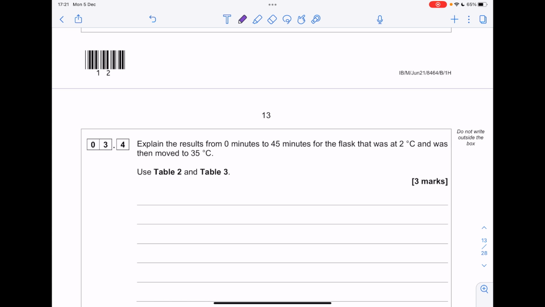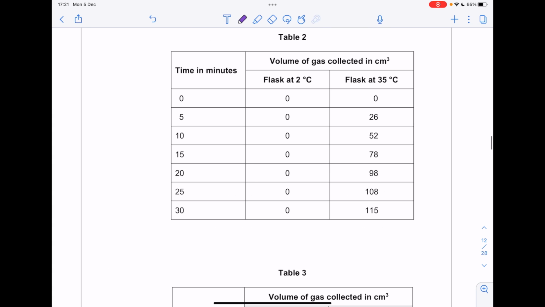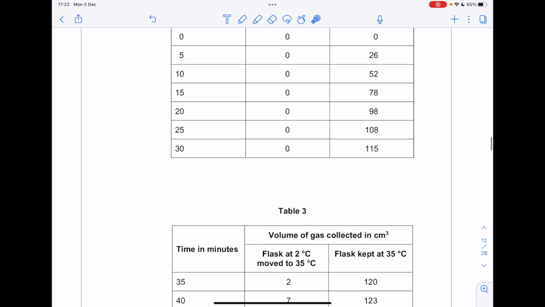Explain the results from 0 minutes to 45 minutes for the flask that was at 2 degrees and then moved to 35 degrees. Let's look at this set of data. First of all, we have no gas being collected. Why? Because 2 degrees is too cold for the enzymes in the yeast to work. So, as I pointed out before, the gas is carbon dioxide, so no carbon dioxide is produced. However, when that temperature increases to 35 degrees, we can see a huge amount of gas being released because those enzymes have become so much more active.